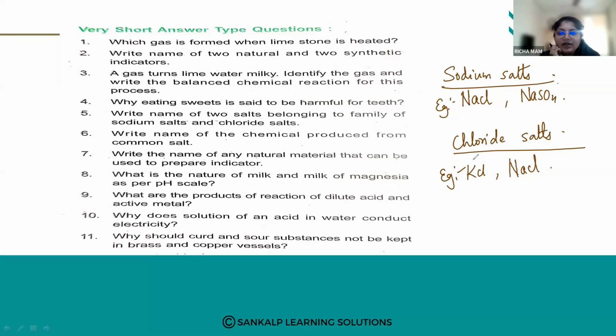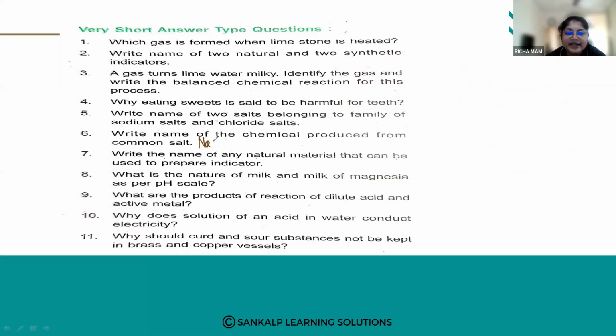Write the name of the chemical produced from common salt. What is common salt, students? Common salt is NaCl. So which are the chemicals which are produced from the common salt?